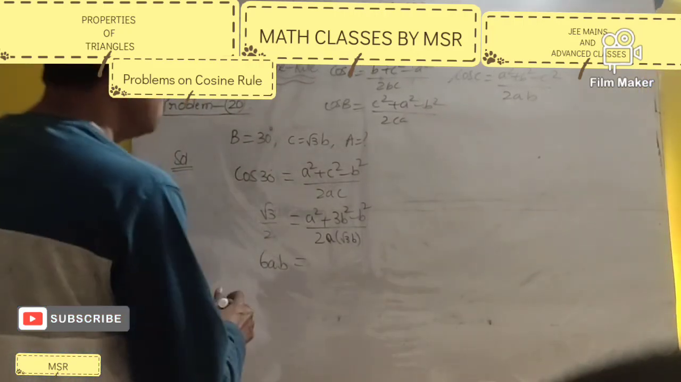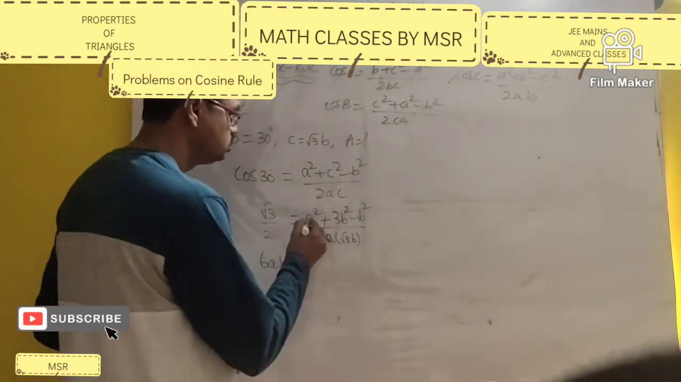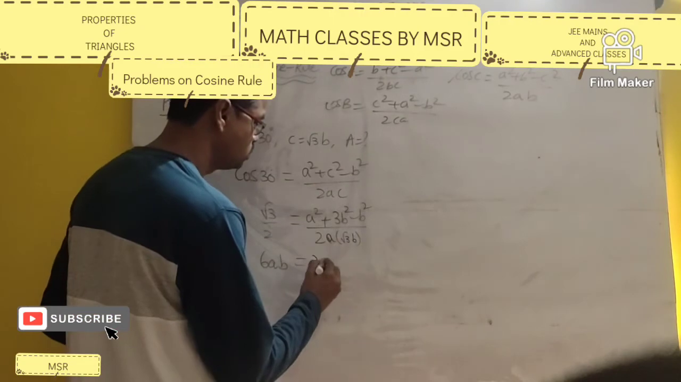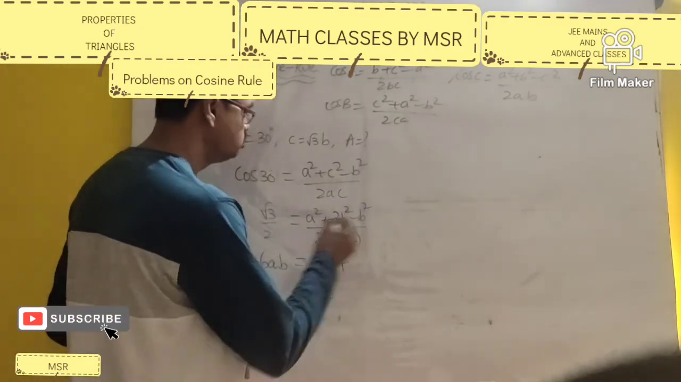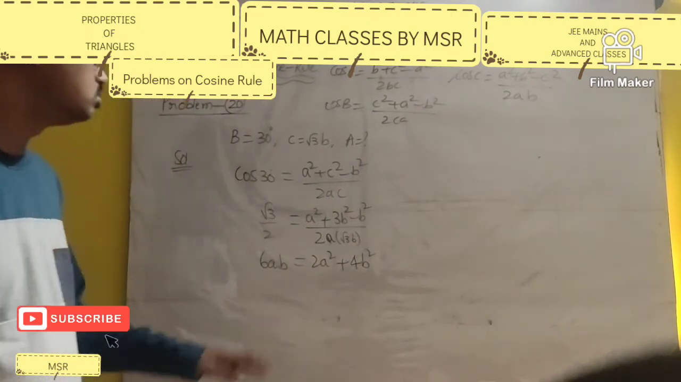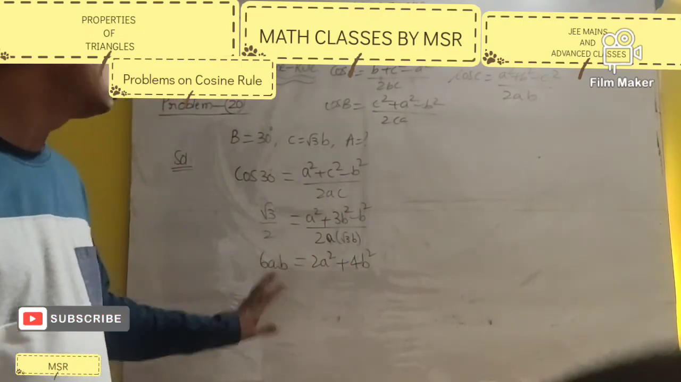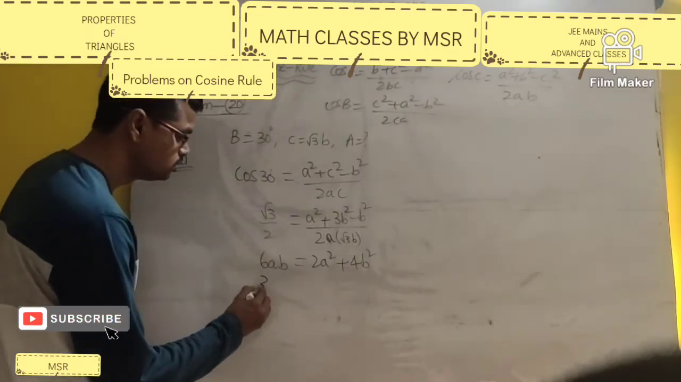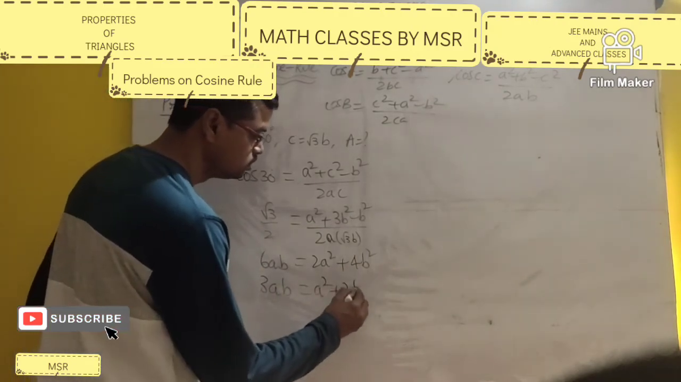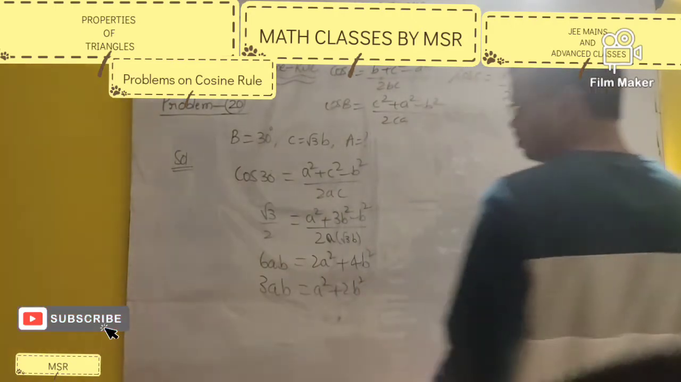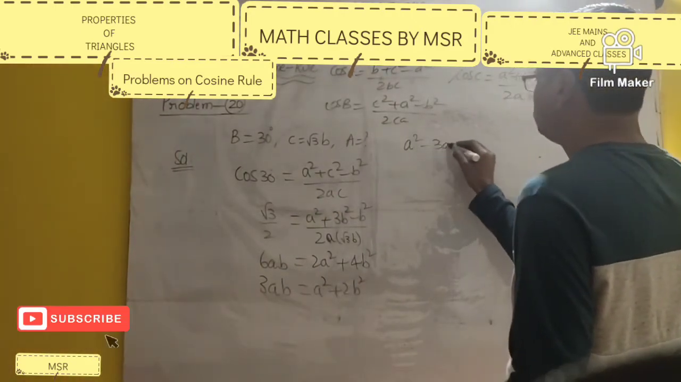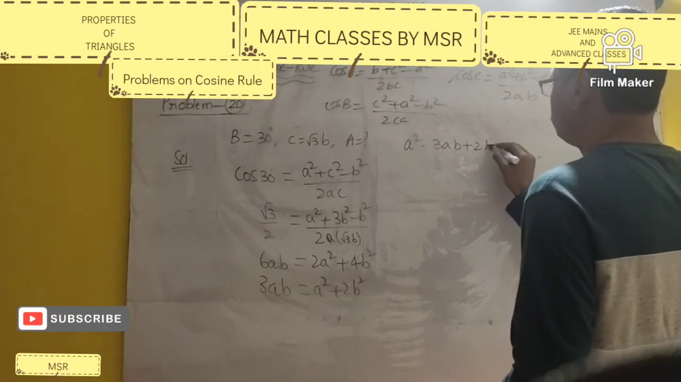So 6AB is equal to 2A square, 3B square minus B square is 2B square, that is 2A square plus 2B square into 2, 4B square. Okay, so 2A square plus 4B square is equal to 6AB. Throughout, 2 you can cancel. 3AB equals A square plus 2B square. Now 3AB bring this side: A square minus 3AB plus 2B square equal to 0.